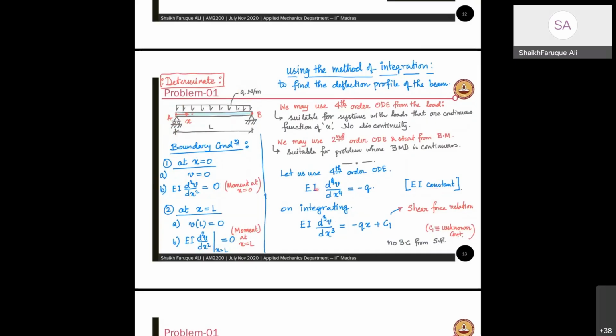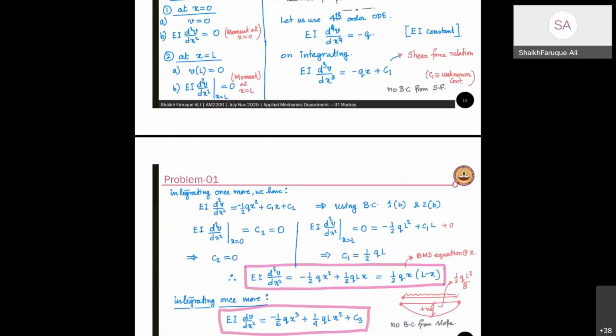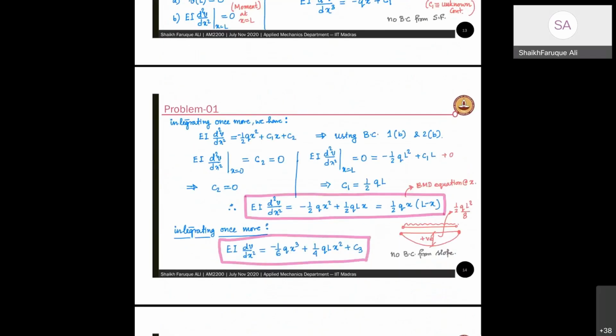So it's going to be EI d4V by dx4 equal to minus q. Just integrate it, you get something like this with a constant C1. Okay, this constant C1 is due to shear force. It is the boundary shear force. When you solve it, you will see that these boundary shear forces will come out here. But we don't have any boundary condition from shear force, right? Therefore, we cannot write it there. We don't know those values. If you know those values, you can put them in.